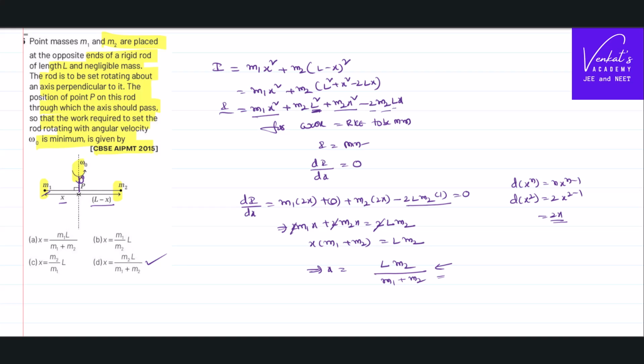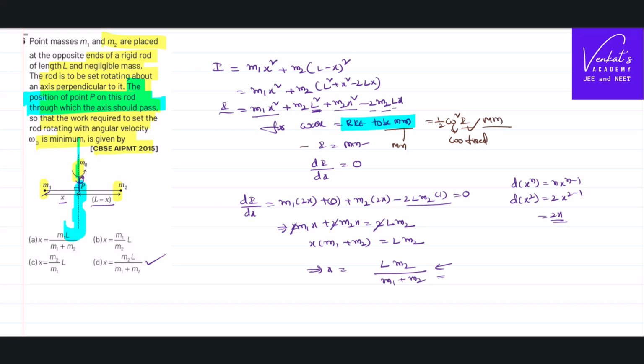So what we need to know is the position of the point P of this rod through which the axis has to rotate. That means we can change the axis about which the system is rotating so that the work is minimum. For the work to be minimum, the rotational kinetic energy has to be minimum. For rotational kinetic energy, we have the formula half I omega square. But omega is omega naught, fixed. So for the work to be minimum, the moment of inertia needs to be minimum.